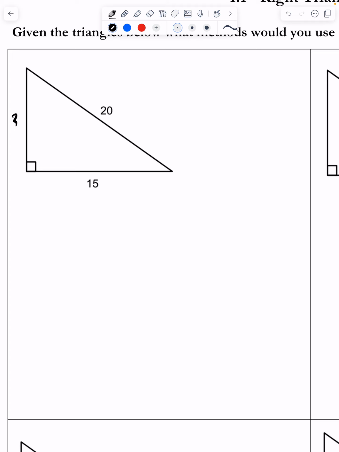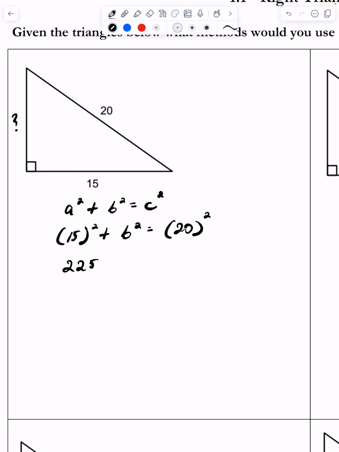So here, I'm going to use a squared plus b squared equals c squared. It doesn't matter where you put the 15. It can go into the a squared or the b squared as long as your hypotenuse, 20, goes into the c squared. So I have 225 plus b squared equals 400. Move the 225 over, get 175. Take the square root of both sides, and you get our side length is the square root of 175.